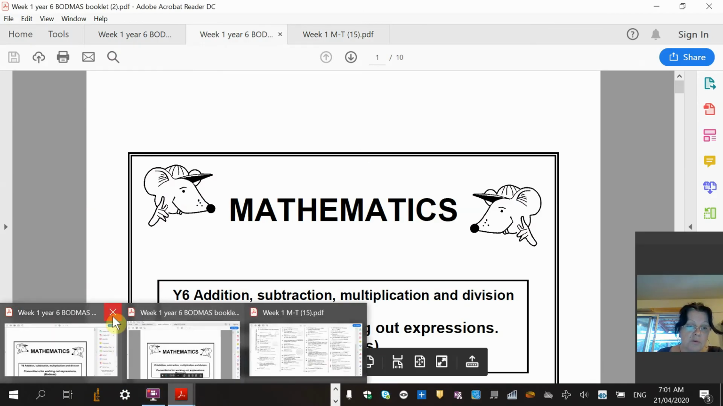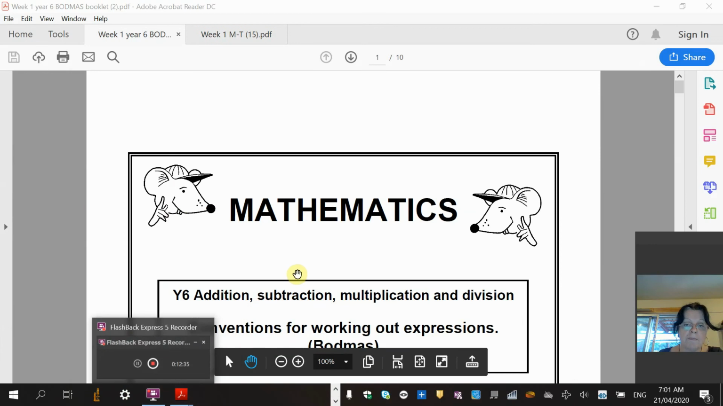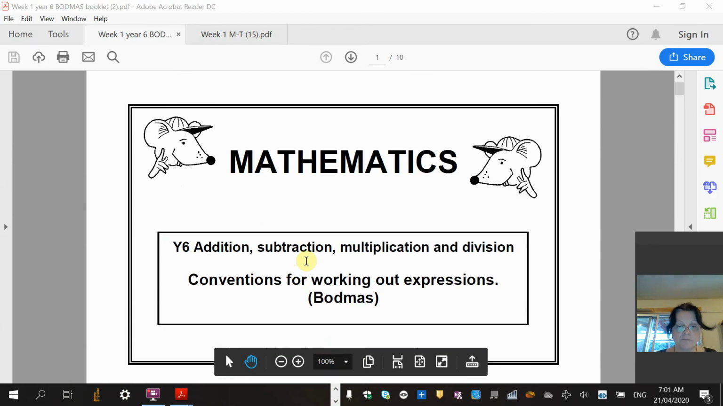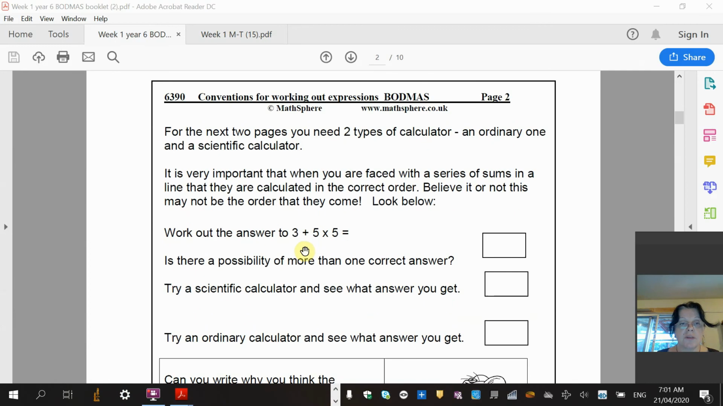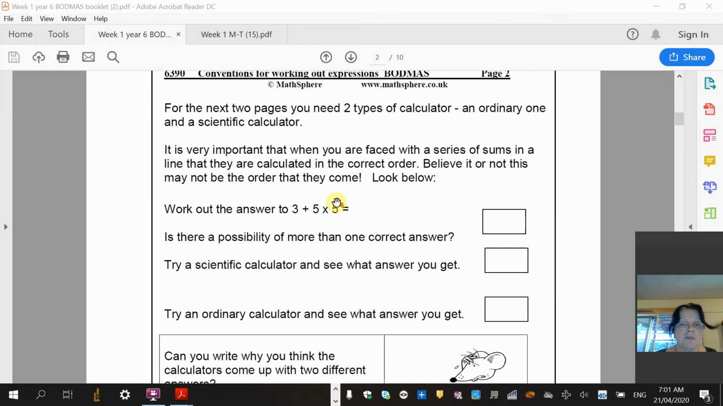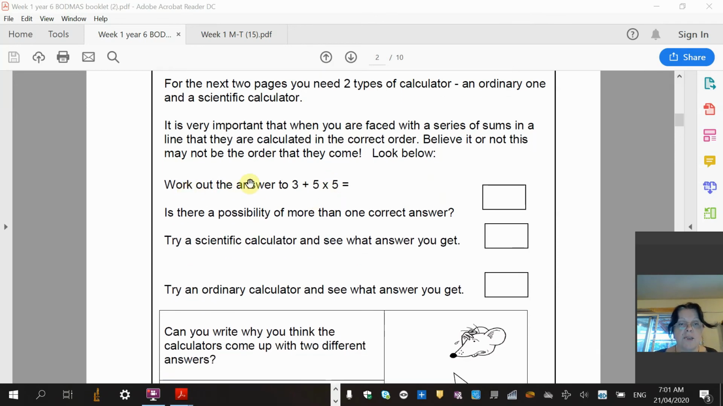And I have 2 of those booklets open. Okay, so BODMAS. Just going through the booklet and we'll work that together. The first page says you need calculators. Now, if you don't have calculators, that's okay. I'll explain to you why they've said to use that, and I'll also explain to you how to work it out both ways.